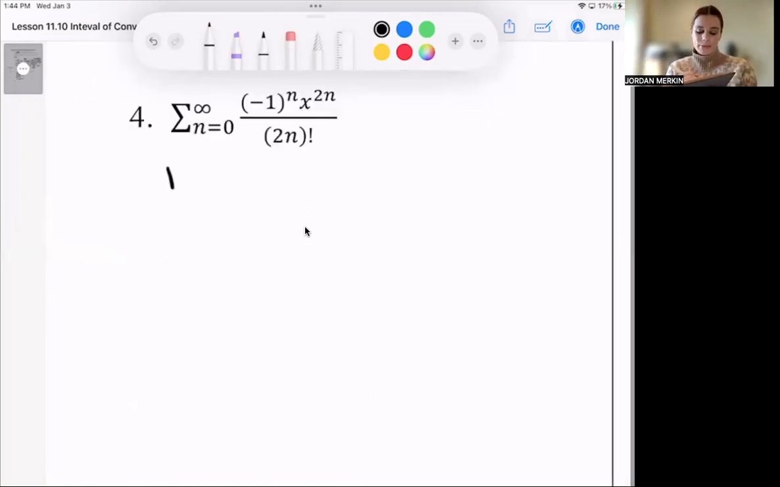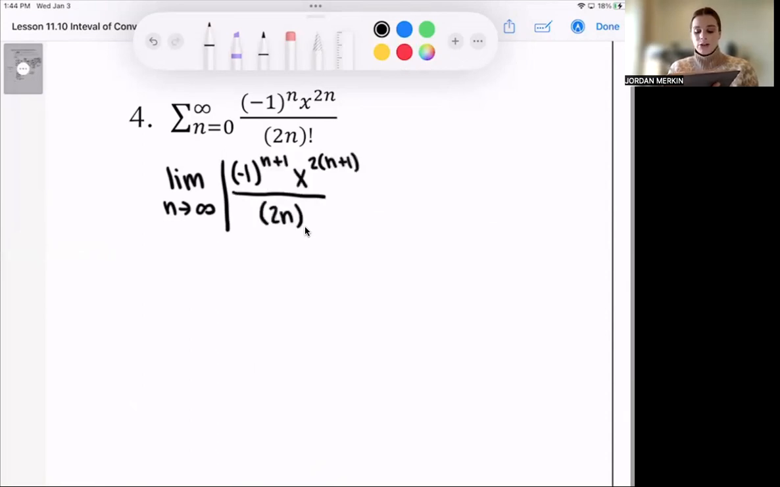We have the limit as n approaches infinity of the absolute value of -1 to the n plus 1, x to the 2 times n plus 1, be careful with that one, over 2n plus 1 factorial, be careful with that one too, times 2n factorial over -1 to the n, x to the 2n.